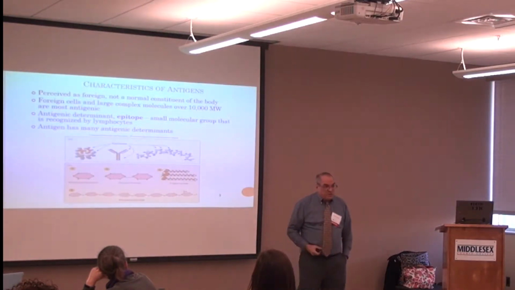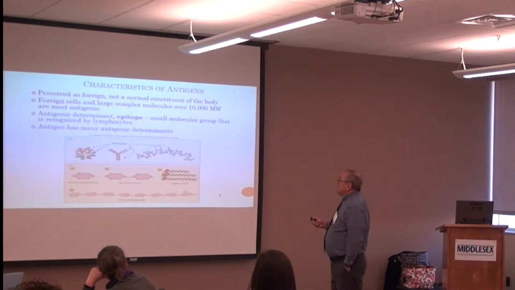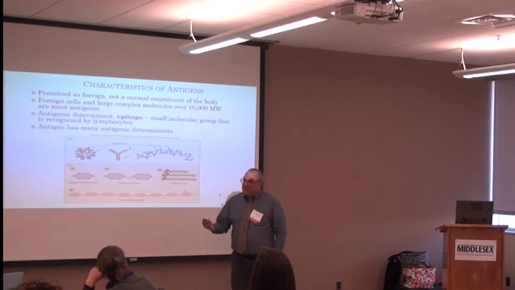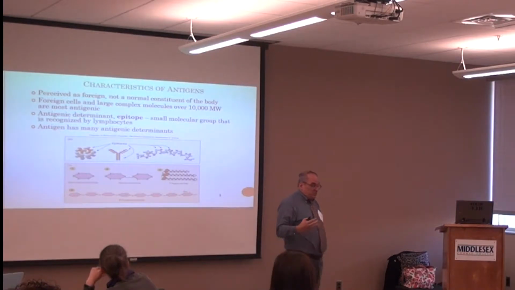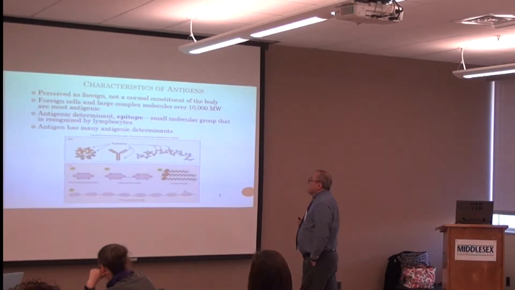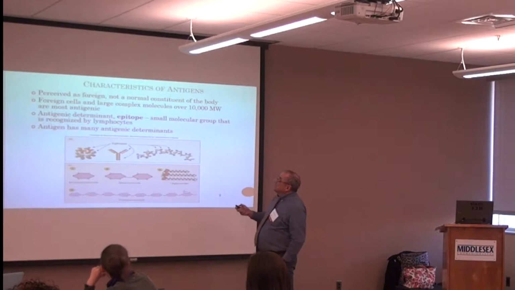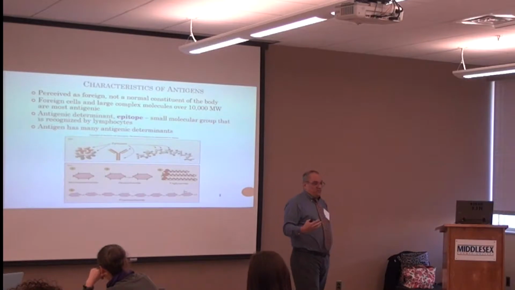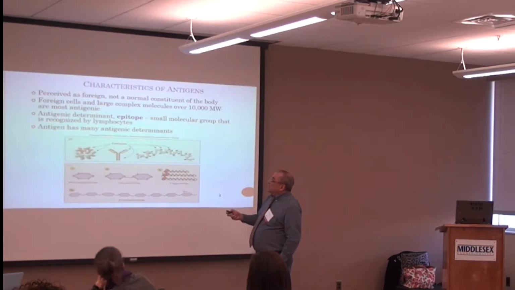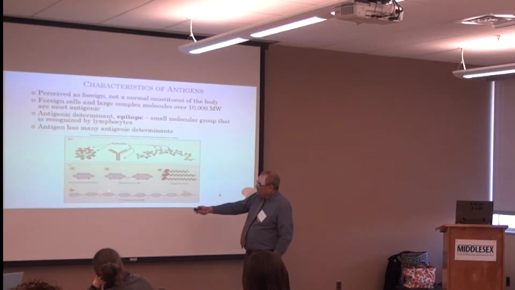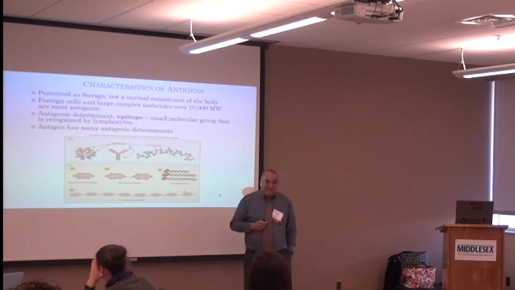Okay? So we were talking about this word antigens. That's what we call something that comes and is perceived as foreign by your immune system. Your immune system will respond to it, and it will start the immune response. It is not a normal constituent of the body. Means anything that is not food is going to be seen as an antigen. Okay? Foreign cells and large complex molecules over 10,000 molecular weight, like this one here. I'm sure you can see it perfectly. That polysaccharide. That will be very antigenic.